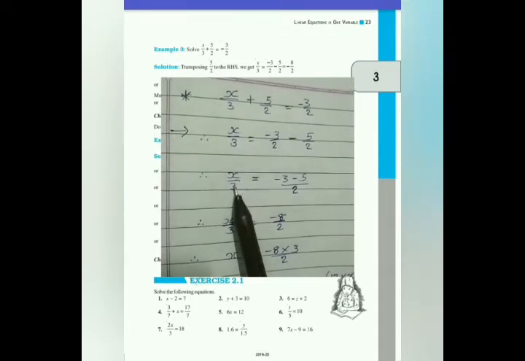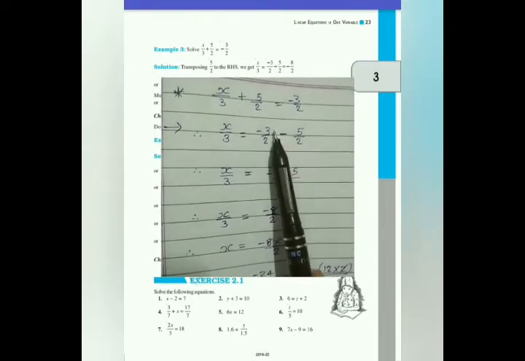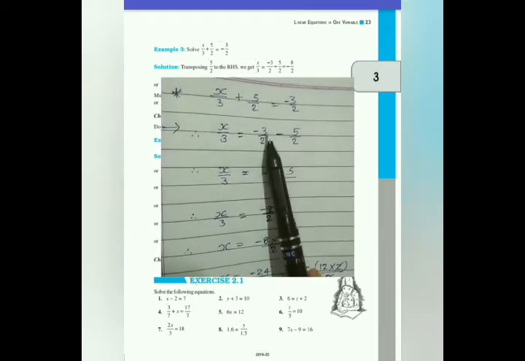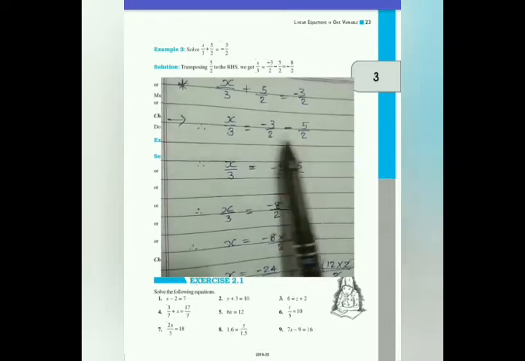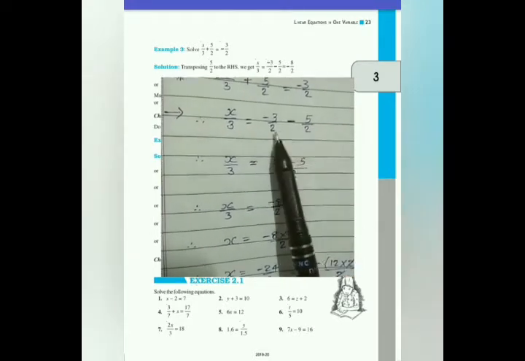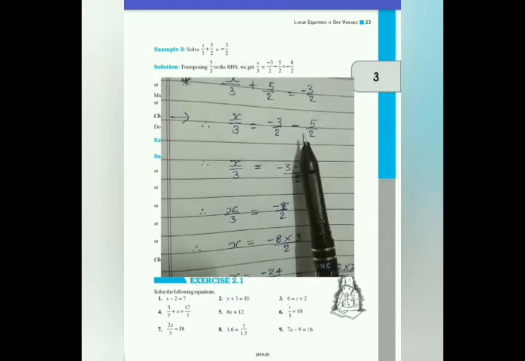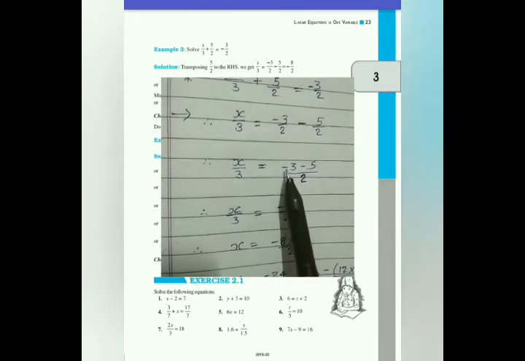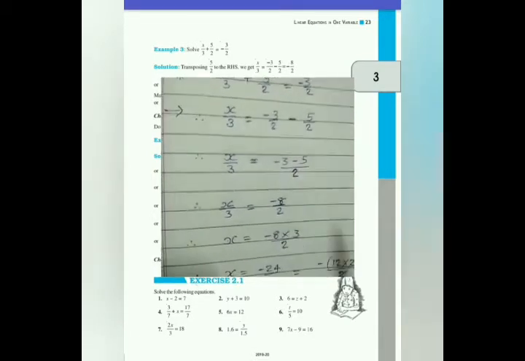Now, x by 3 as it is. We know that in our first term, 3 has a denominator 2 and 5 has a denominator 2, so both denominators are the same. So we can write minus 3 minus 5 divided by 2.